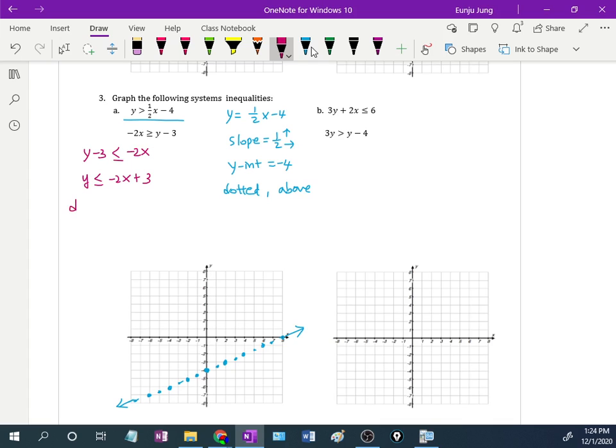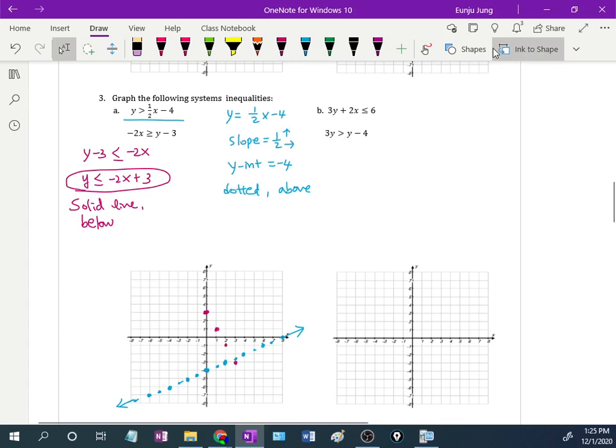Is it a dotted line, dashed line, or solid line? It's a solid line, right? We have an equal sign below, so we use a solid line. And shade above or below, we are making a decision from the last one here. Y is isolated on the left, so we shade below the line. So let's graph 3 right here. -2 is the slope, so down 2, 1 to the right, down 2, 1 to the right, down 2, 1 to the right, and I need to draw a solid line.